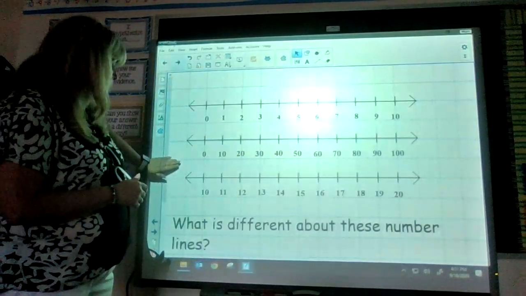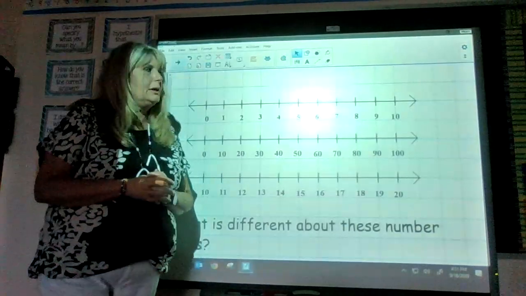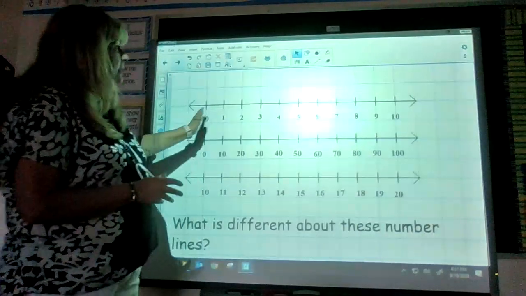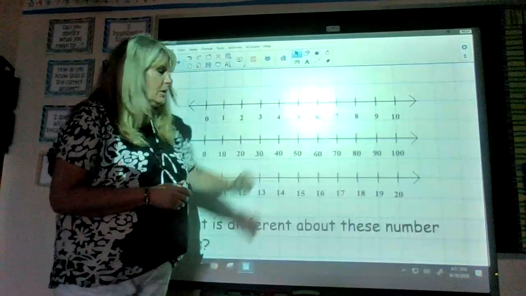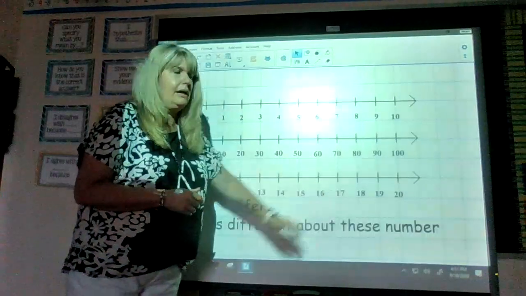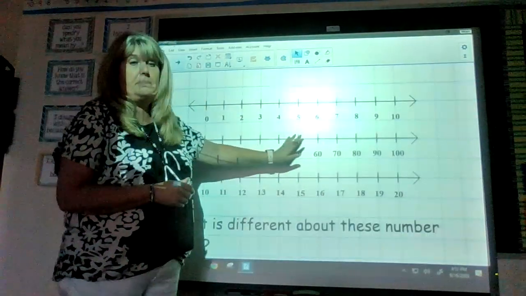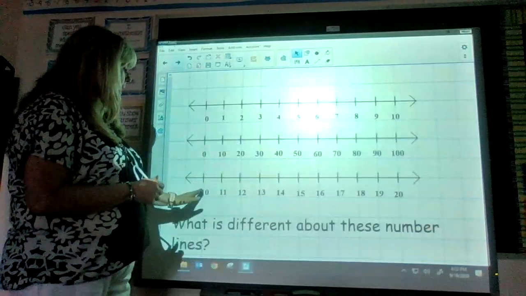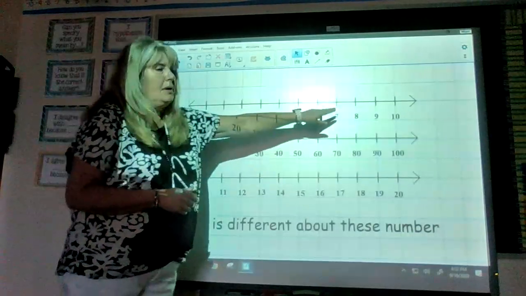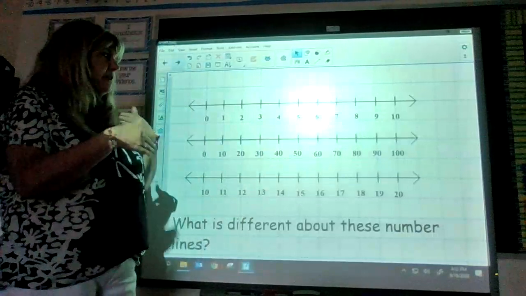What is different about these number lines? Well, when we look at them, this one is counting by ones, this one is counting by ones, this one appears to be counting by tens, and this one takes up after that one. It goes up after that one.